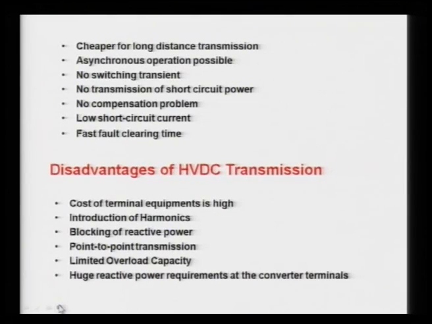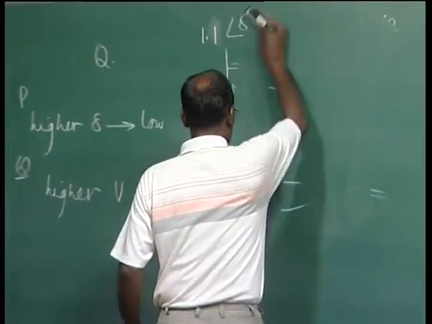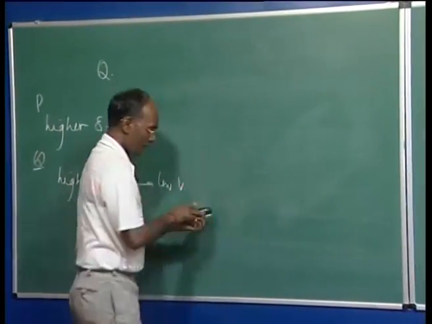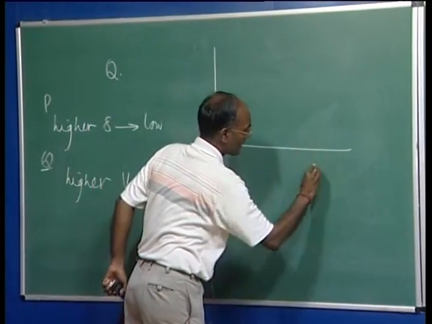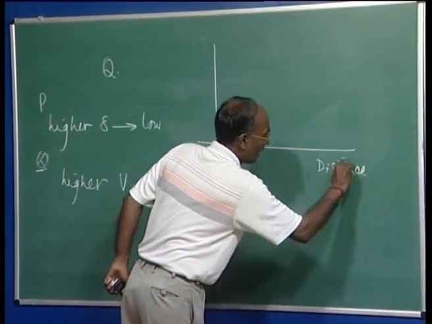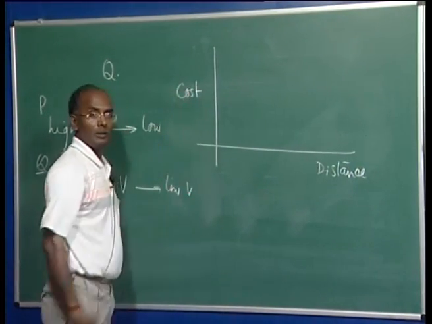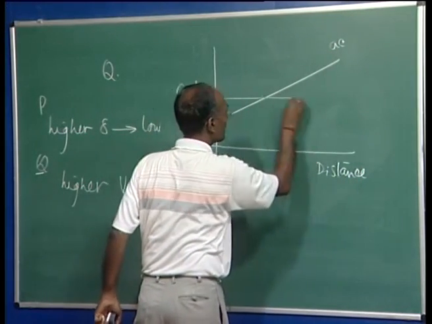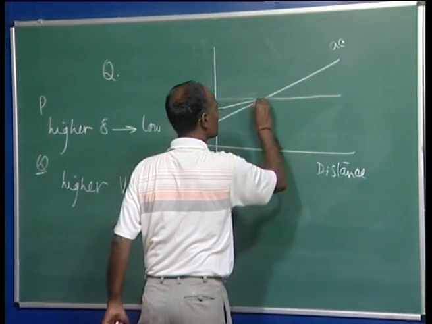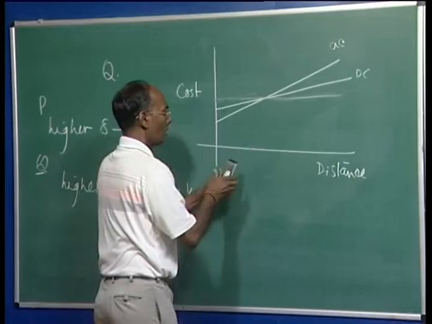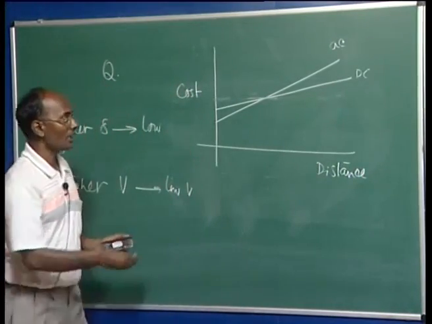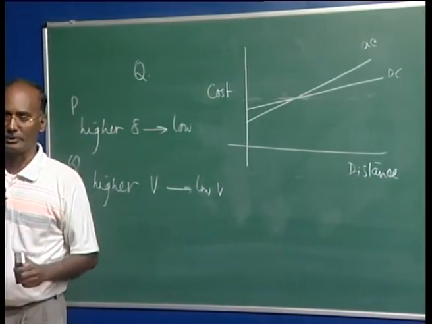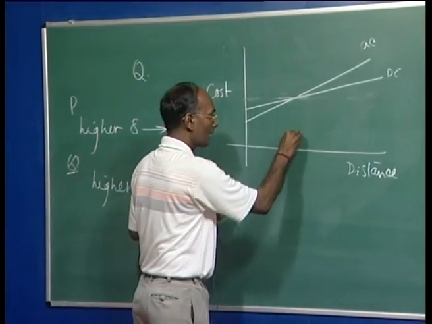Another advantage here is that it is cheaper for long distance transmission. To understand this, let us see the break-even points for AC and DC. Normally, if you see the cost characteristic, this is your distance and this is your cost. Then if you see your AC system, it is going like this, and your DC system is not so straight a line, it is somewhere here. Now you can see that initially the DC system is more expensive, meaning if the distance is less. This point is called your break-even point.